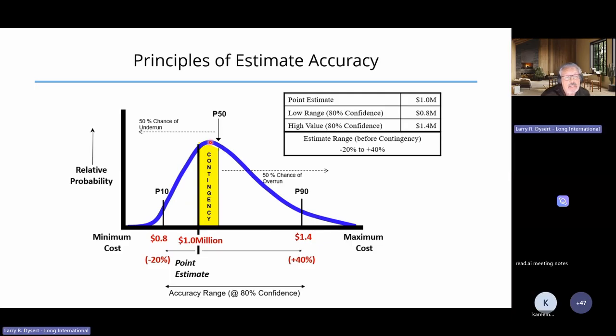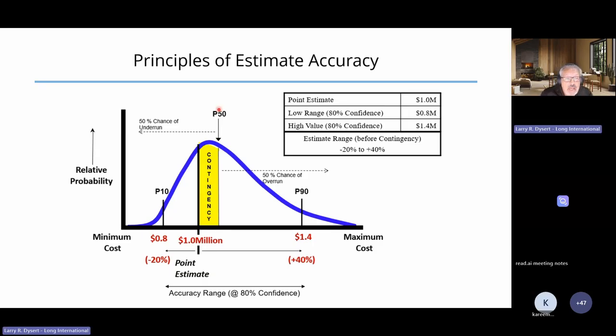Most of the time then, our base value is something like only a P20 to a P30 probability of underrun. And management typically doesn't want to fund projects with only a less than 50% chance of underrun or coming in on budget.